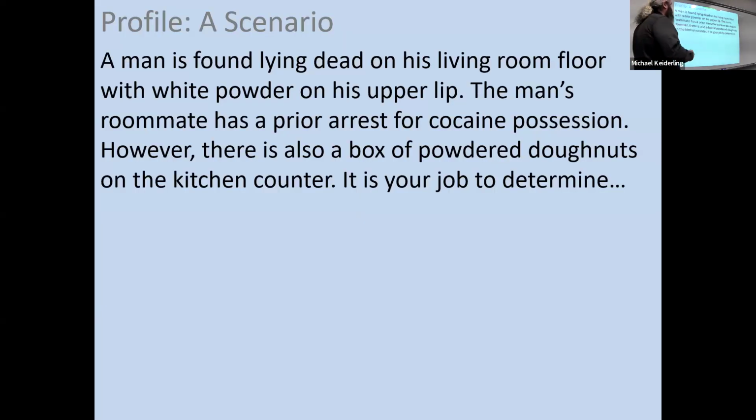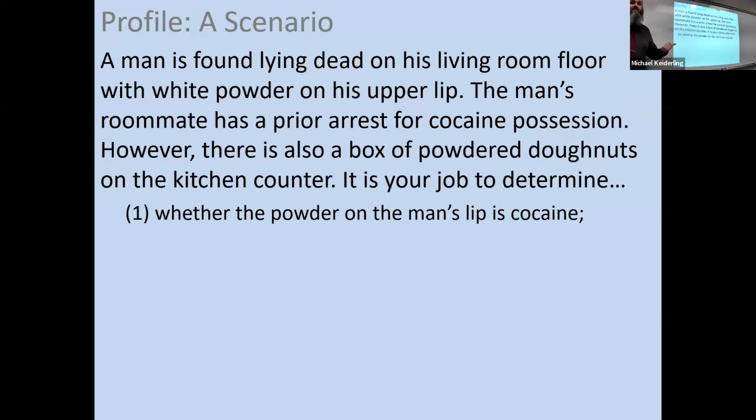So some of the tools you might use are what we're going to talk about. So here's a scenario. A man is found lying dead on his living room floor with white powder on his upper lip. The man's roommate has a prior arrest for cocaine possession. However, there's also a box of powdered donuts on the kitchen counter. So you'd like to determine whether this white powder is cocaine or sugar from the powdered donut.